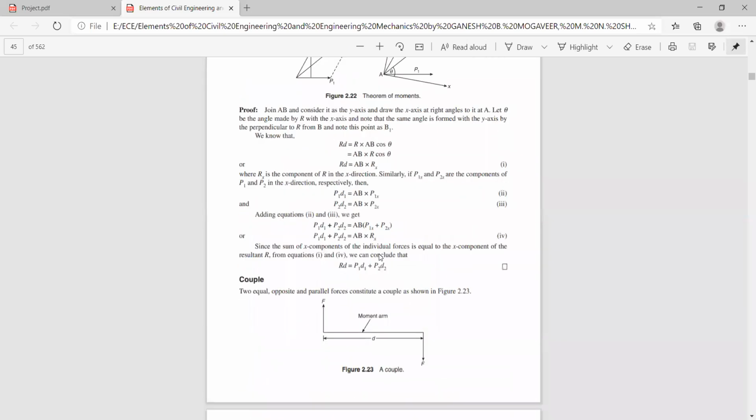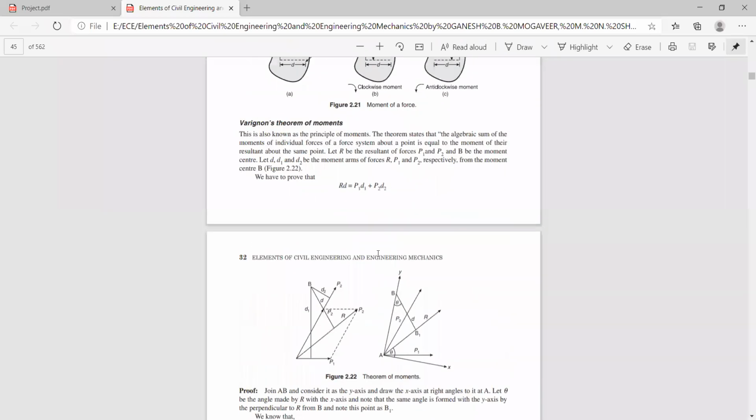Next class we shall discuss a very important concept called Varignon's theorem of moments. In the next class, hopefully on Tuesday, you have my class, so we shall meet on Tuesday. Do you have any clarification or any doubts?